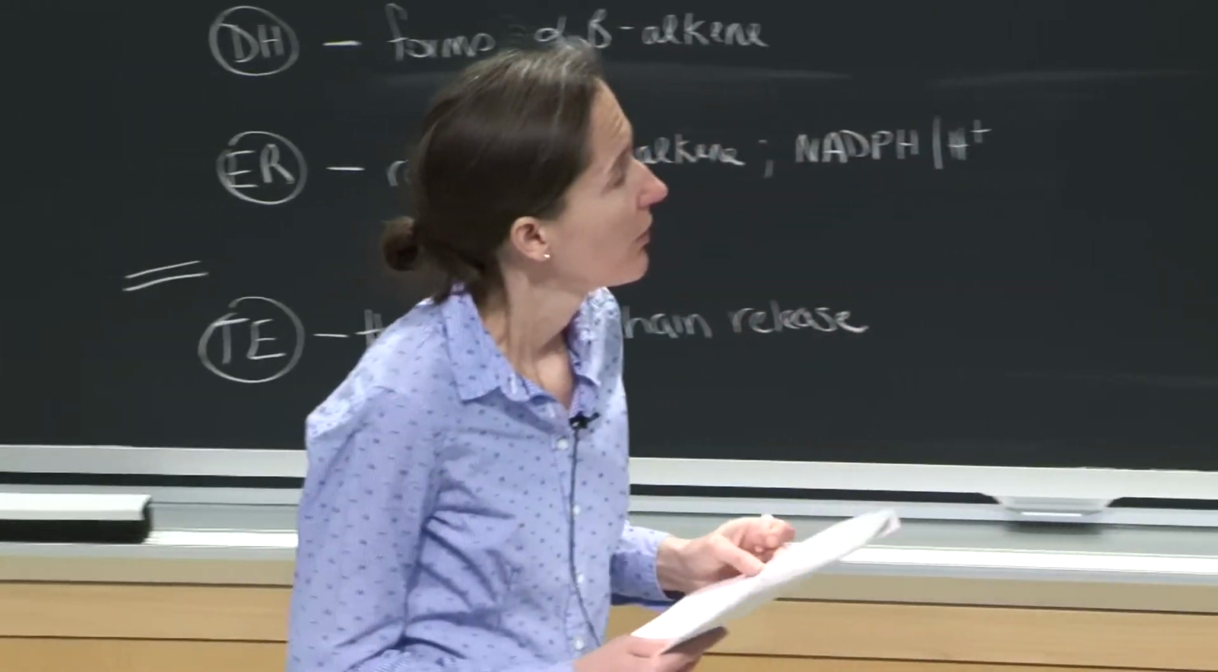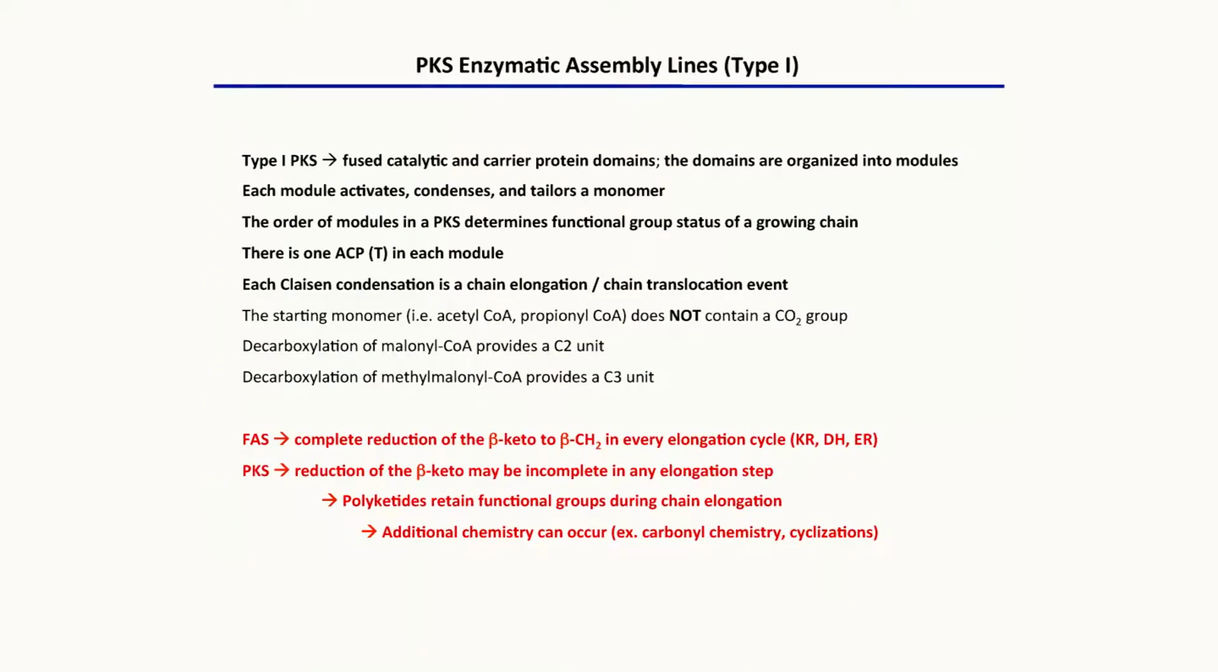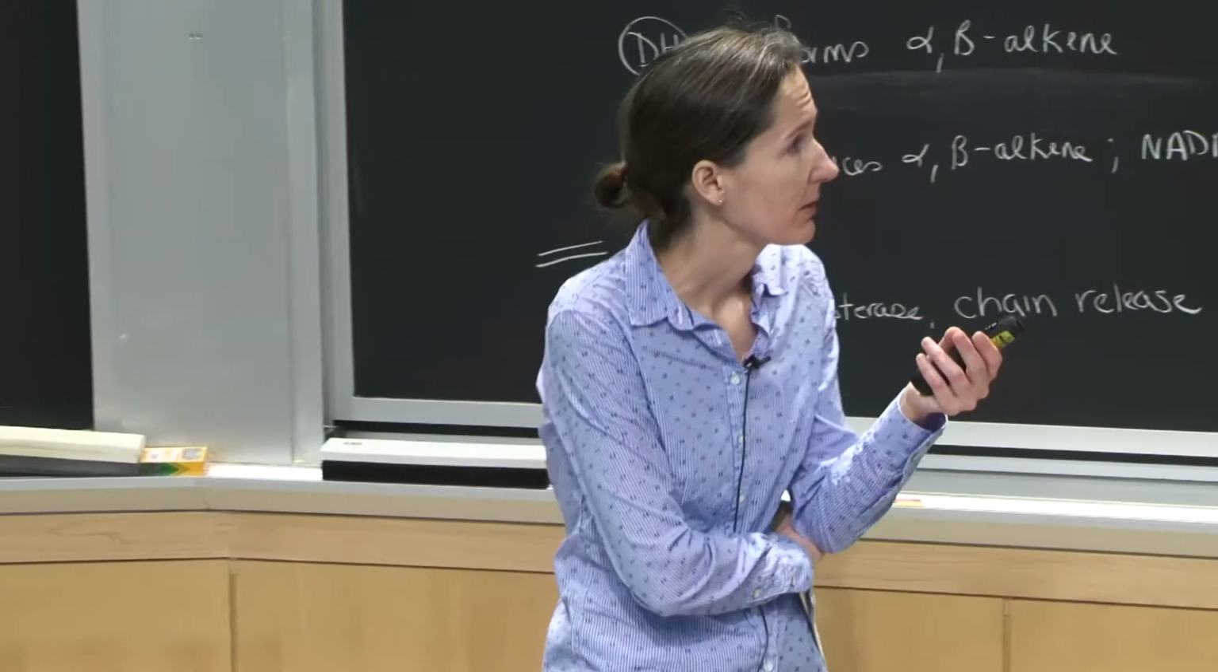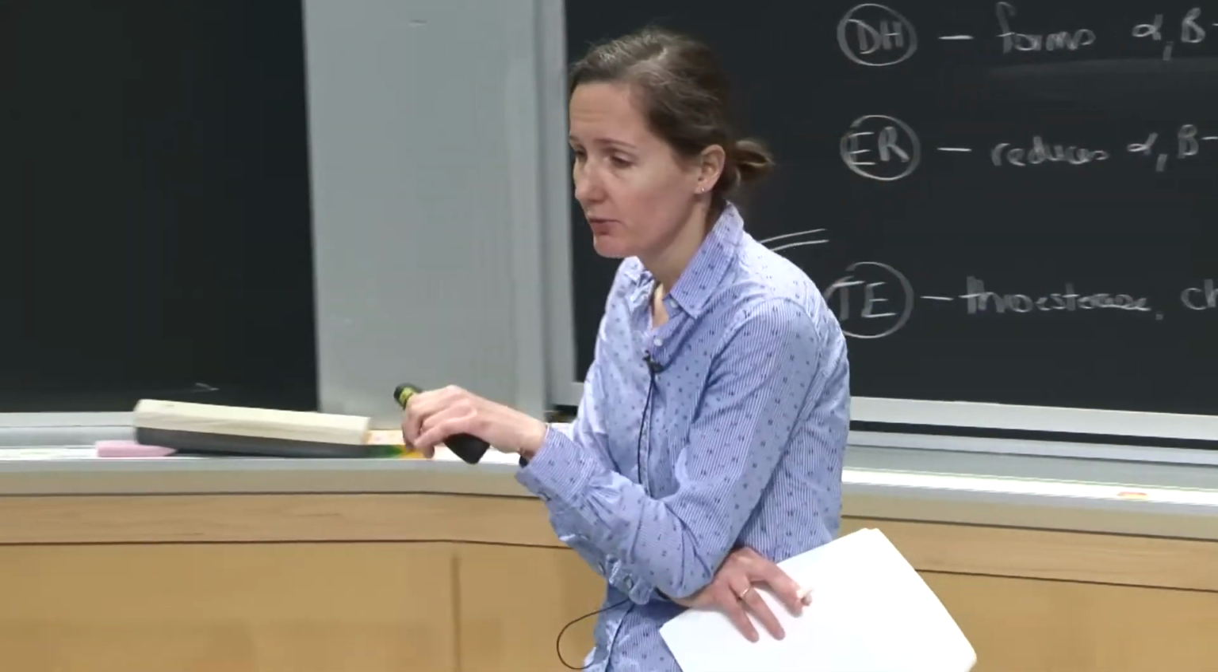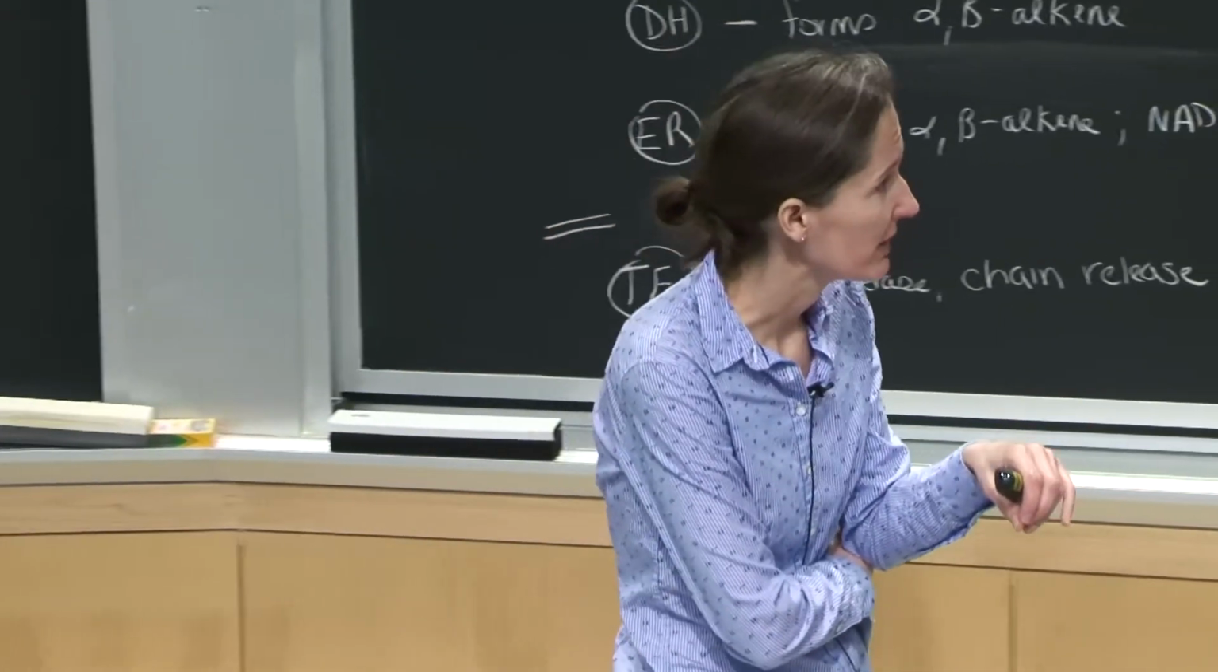Okay. So as an overview, and then we'll look at an example of some domains and modules. We're going to focus on type 1 polyketide synthases. In these, what we're going to see is that catalytic and carrier protein domains are fused, and they're organized into what we'll term modules. So a module is defined as a group of domains that's responsible for activating, forming the carbon bonds, and tailoring a monomer. So there is an individual module for every monomer within the growing chain.